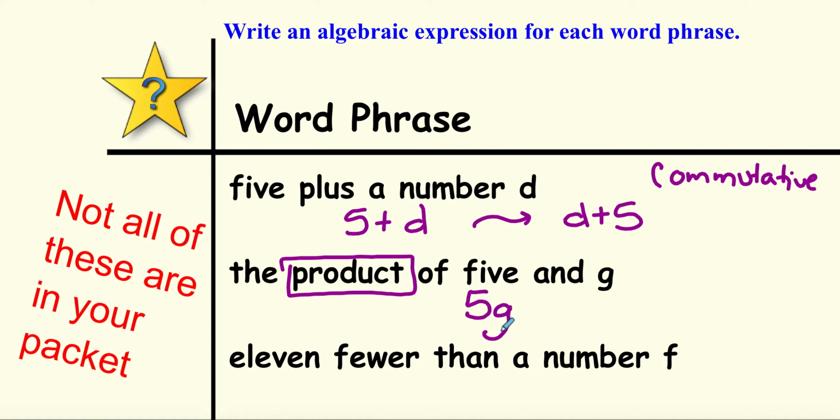The next one you had was 11 fewer than a number. This is one of those problems that is subtraction, so you need to slow down and think about it. If I want to take 11 fewer than a number, I need to know what is that number first. So I need to start with f and then take away 11. I need to know what that number is first.